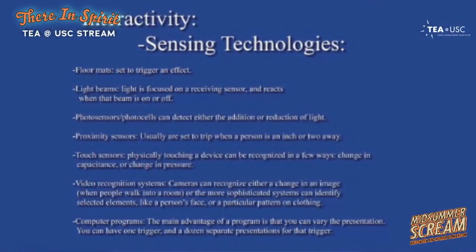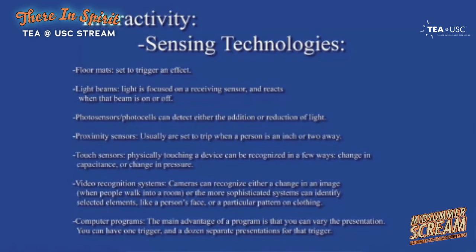There are a wide variety of sensing technologies that the security industry uses. We can use them for our own home haunts. Floor mats, of course, set to trigger an effect. There are light beams, when light is focused on a receiving sensor and reacts when that beam is cut off. Incandescent light or infrared beams are the common way to have light beam technology. You can also arrange a grid of beams, similar to touch sensors on a computer screen, to create a wall of sensors.